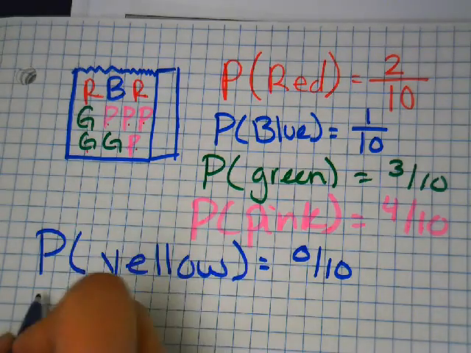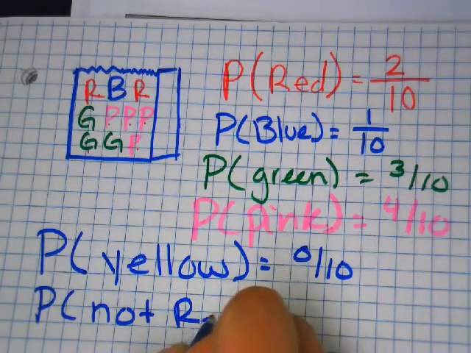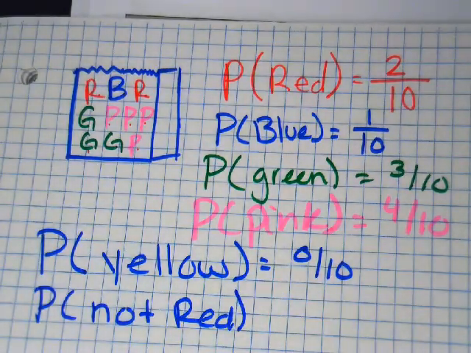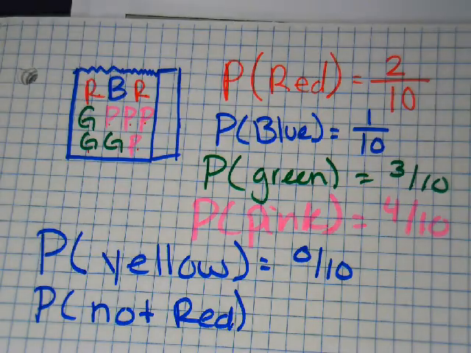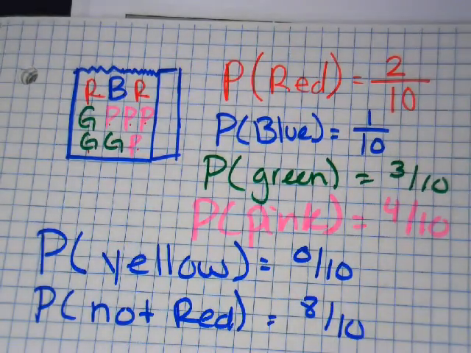One more. Probability of not red. So when you see the word not, don't count the red. So count all the other colors that are not red. Oh, 8. So 1, 2, 3, 4, 5, 6, 7, 8. All the ones that are not red. Does that make sense? 8 out of 10. Okay?